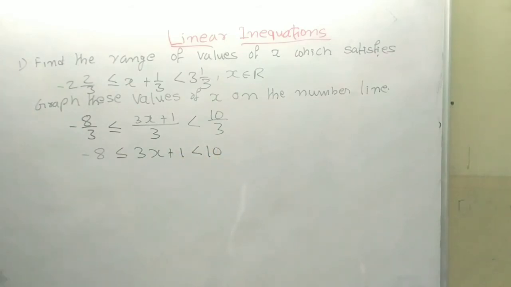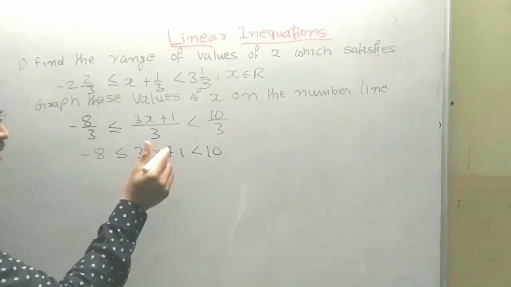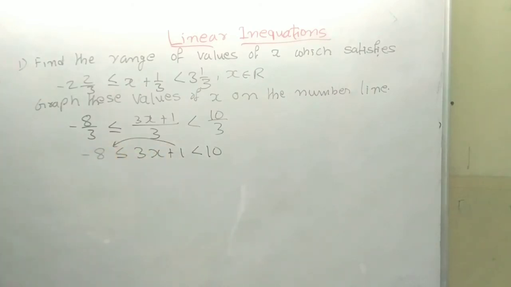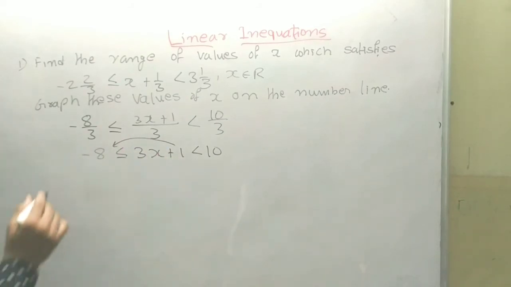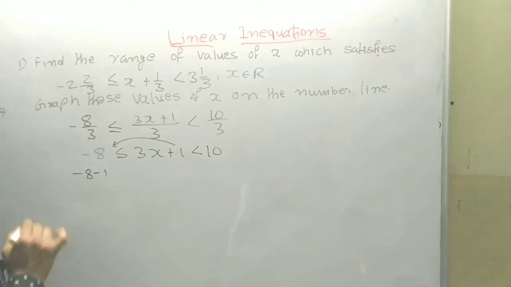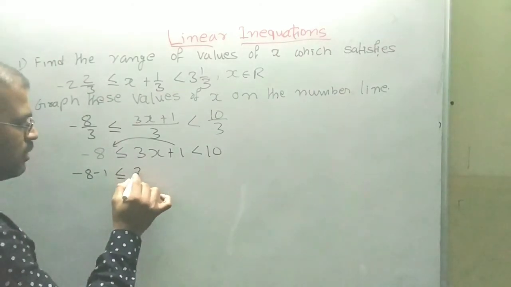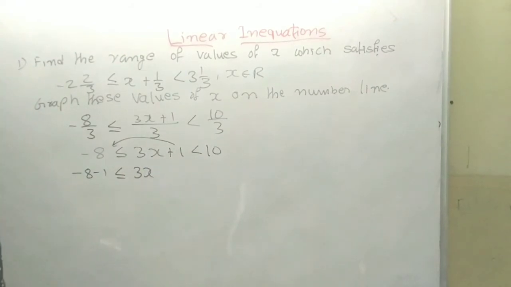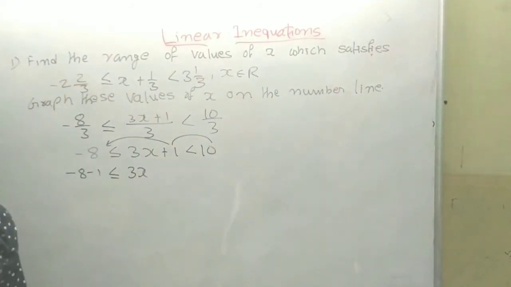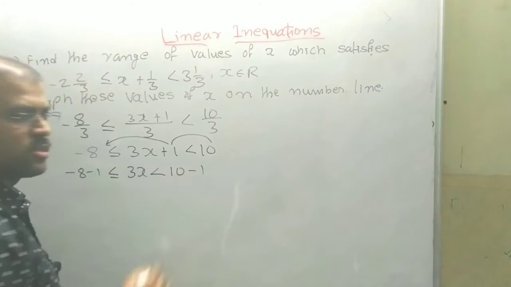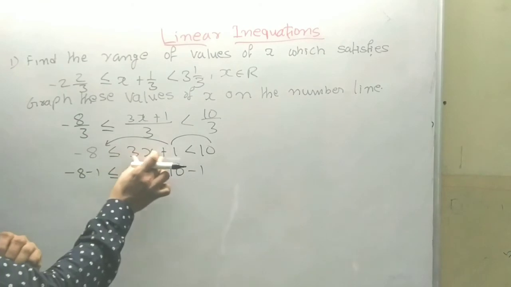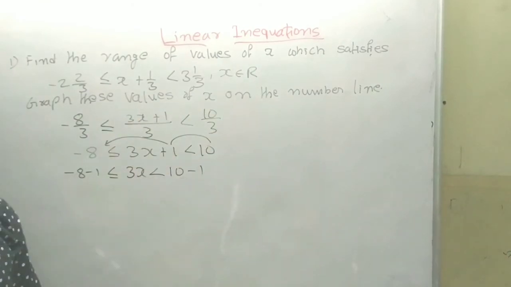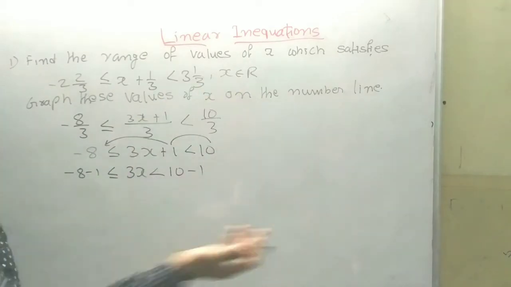Now listen carefully. This plus 1 I am taking to the other side of the inequation. When I take it to the other side, the sign changes. Minus 8 minus 1 less than or equal to 3x is remaining here. This 1 you are taking to the other side also, that is you will get 10 minus 1. So whenever you are solving any inequation, whatever is in the middle, you are going to apply it to both sides. You will take it to the left side of the inequation and the right side of the inequation also.